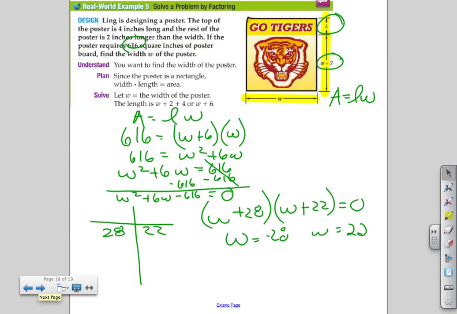Since you can't have a negative number in measurements, you know that W must be 22. All right, and so what does that mean? That means that the width is 22 inches. What's the length going to be? This is going to be 22 plus 6, or 28 inches. Okay? Guess what? One of those for you guys to try.